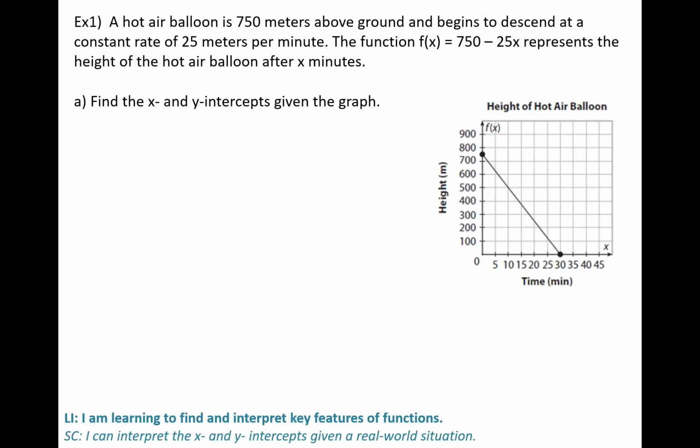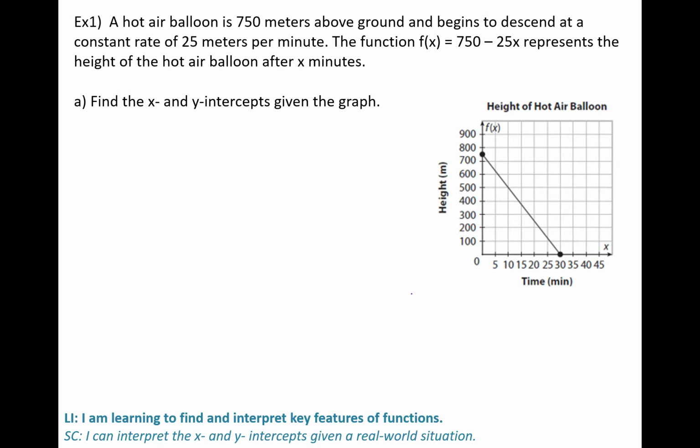A hot air balloon is 750 meters above ground and begins to descend at a constant rate of 25 meters per minute. The function f of x equals 750 minus 25x represents the height of the hot air balloon after x minutes. Find the x and y intercepts given the graph. Like we saw yesterday, we look for the points where our graph crosses the x and y axes. So I'll start with the x.